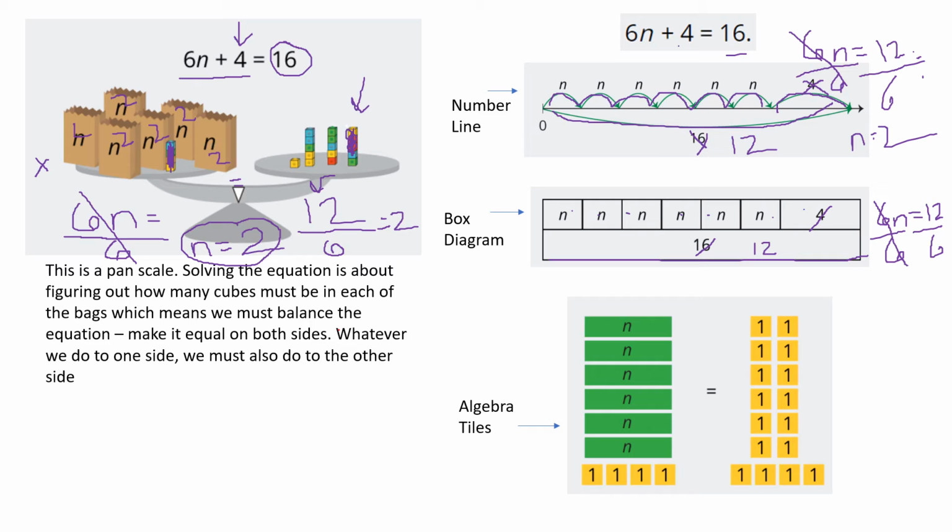Then on the bottom, we have algebra tiles we can also use to represent them. So we have 6n, so here's our 6 n's, 1, 2, 3, 4, 5, 6 in the green, plus our 4. You notice that's all on the same side. Then we have our equal sign, then we have 16 cubes over here. And when you divide them up, you can clearly see that n is going to equal 2.